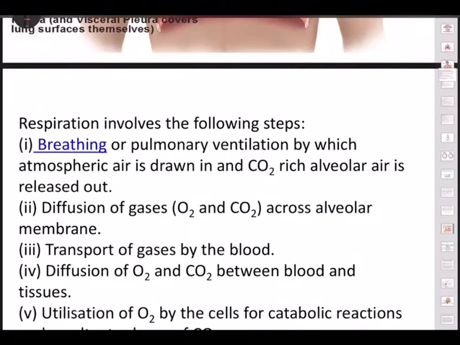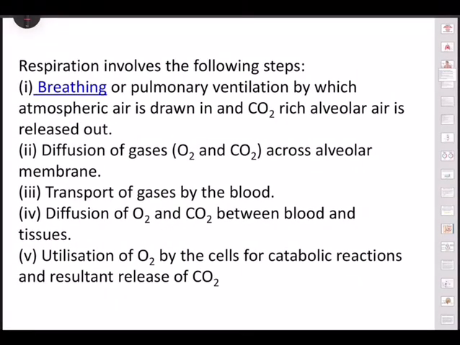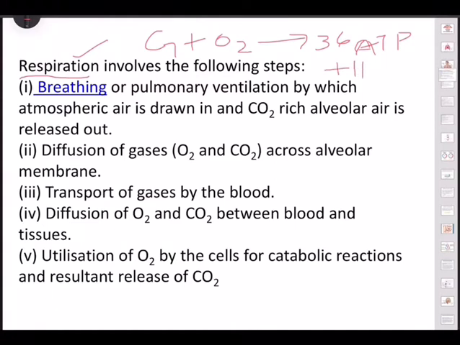Now in this session I am going to tell you about the mechanism of breathing. So respiration involves the following steps. First and foremost, what is respiration? Yesterday I said oxidation of glucose. So you have glucose plus oxygen releasing 36 ATP. This is our main aim, the energy currency, ATP. Plus in the bargain some water will be released, plus CO2 will be released out. So the purpose of respiration is this, which is why we say energy purpose. And for this to happen, oxygen should be in and carbon dioxide should be out.